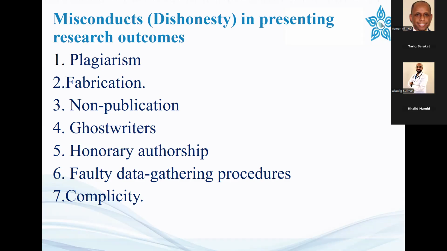We have to know what the misconducts are and how to avoid falling into them. Here I'm enumerating some types of misconducts, and I'm going to elaborate on each one. The first and most common is plagiarism, then fabrication and falsification, non-publication, and ghostwriters, or what we call contract cheating, honorary or guest authorship, faulty data gathering procedures, or complicity. I'm going to talk about each of these types of misconducts in detail.